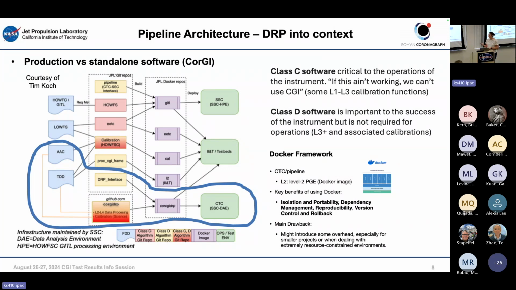As you can see from the color code, the DRP is a combination of Class C and Class D software, where we make a distinction between those two kinds of software. The Class C software is critical to the operation of the instruments, and the Class D software is important to the success of the instrument, but is not required for the operation.